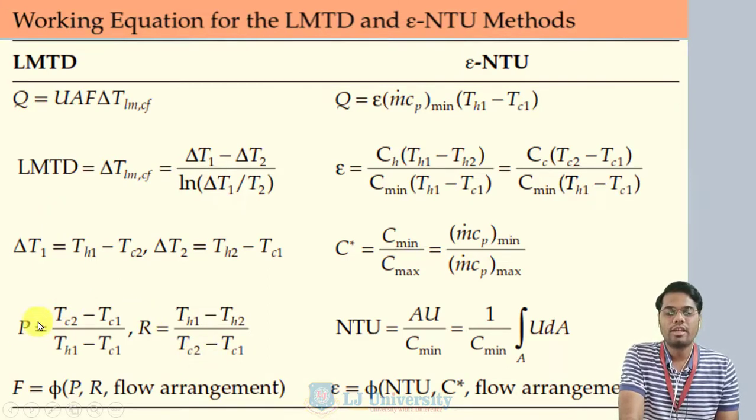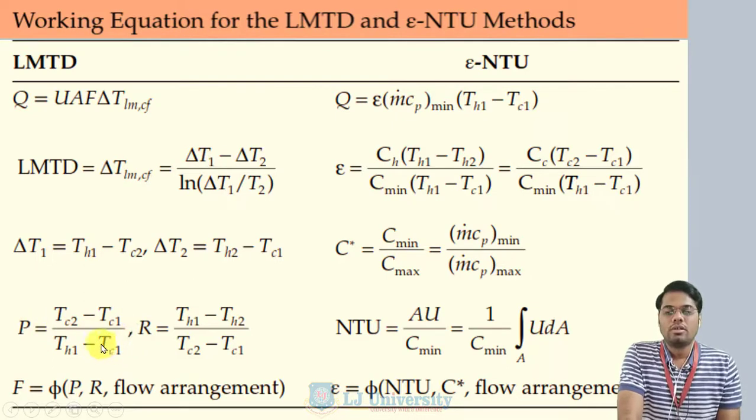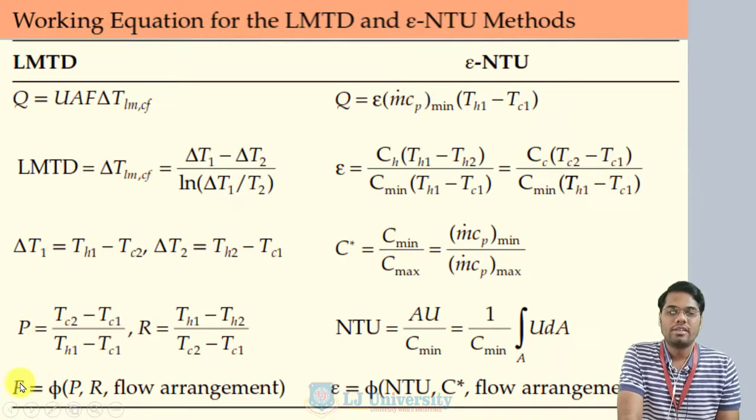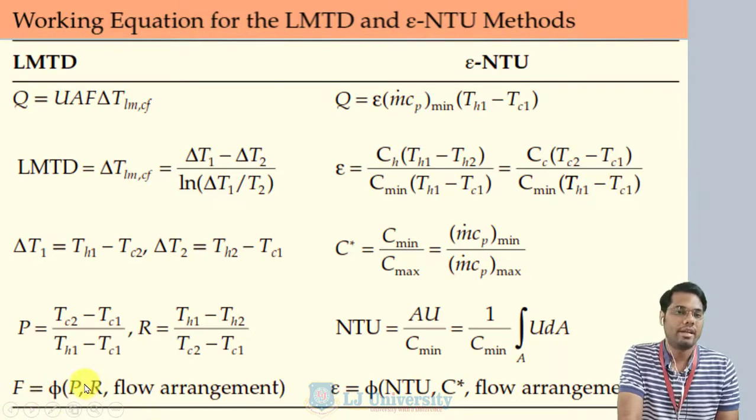And we can find out value of correction factor by using value of P and R. So by using P and R, we can easily calculate F. So F is a function of flow arrangement and P and R. So by putting value of F, delta T and U in this equation, we can easily calculate unknown area or heat transfer rate.